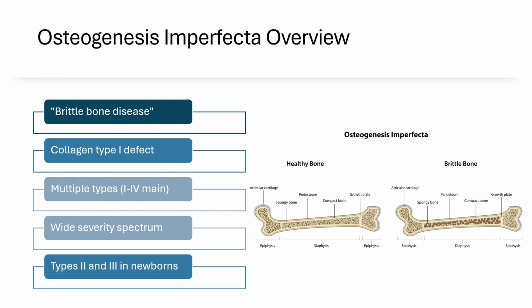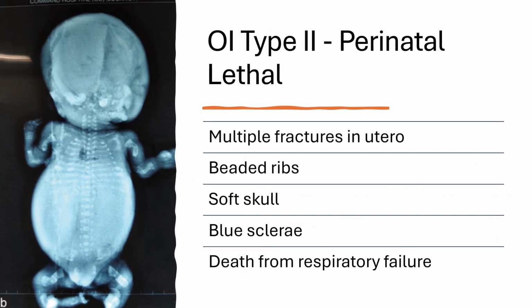In neonatal practice, you'll primarily encounter types 2 and 3, which represent the most severe forms that become apparent during the newborn period. Type 2 proves lethal in the perinatal period, while type 3 creates severe disability but allows survival to adulthood with appropriate management.